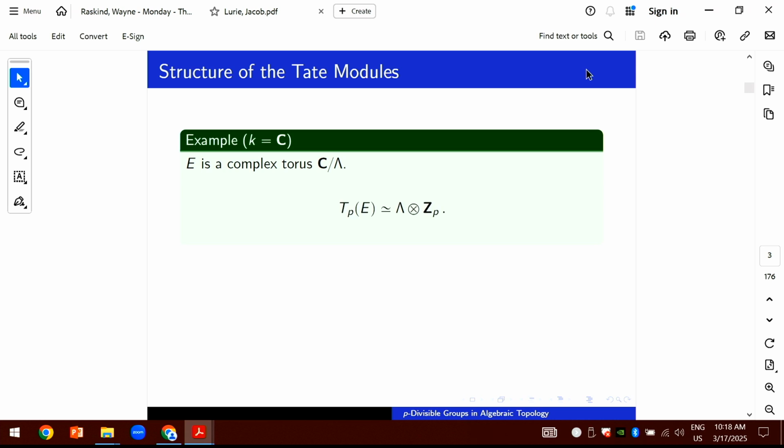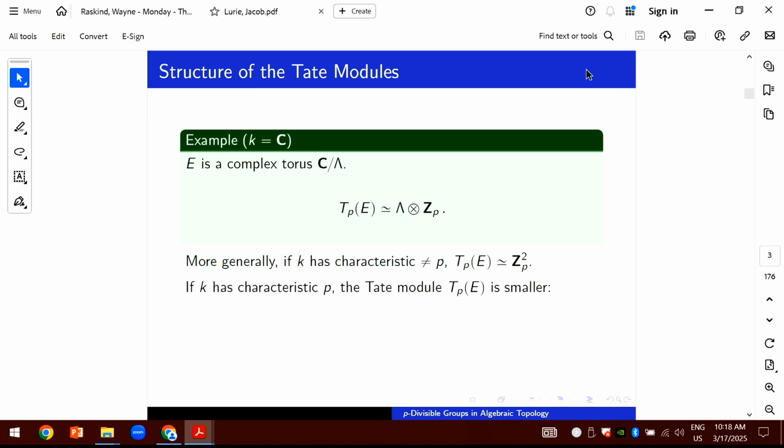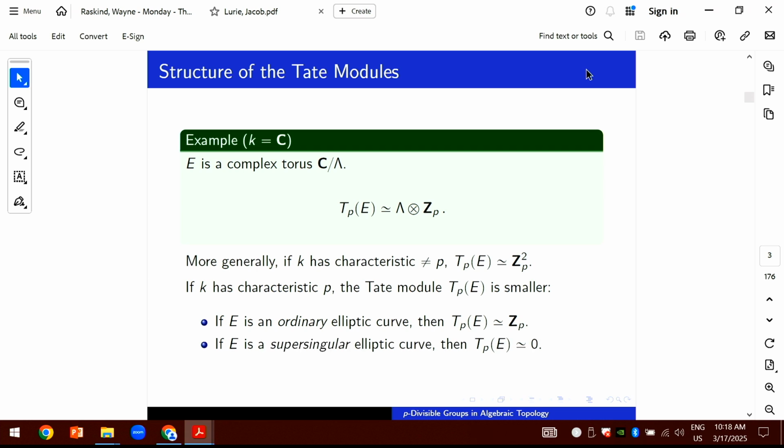And if you do this construction, you just recover the lattice back again, but p-adically completed, the lattice tensored with Z_p. So in particular, it's a free Z_p module of rank 2. And that's a general phenomenon as long as you avoid characteristic p. So you always get a free Z_p module of rank 2. But if K has characteristic p, you always get something smaller than that. So there's two cases. If E is an ordinary elliptic curve, then instead of a lattice of rank 2, you get a lattice of rank 1. And if E is a supersingular elliptic curve, then there's no p torsion at all. You just get the zero group.